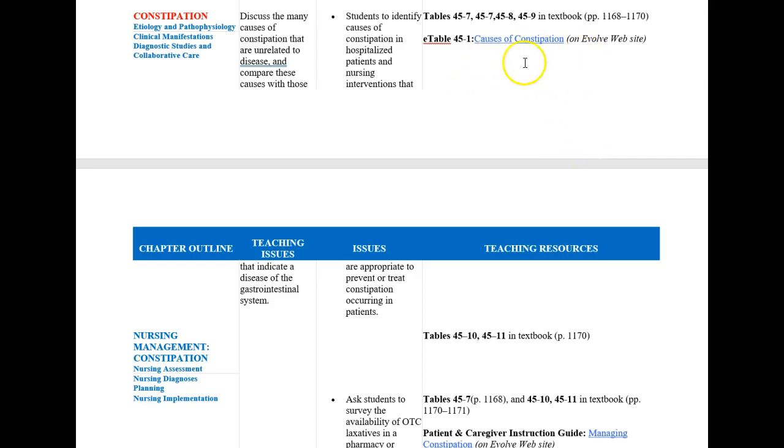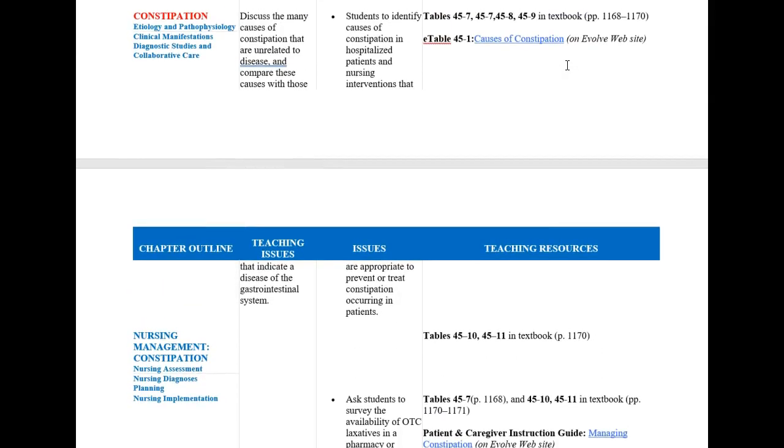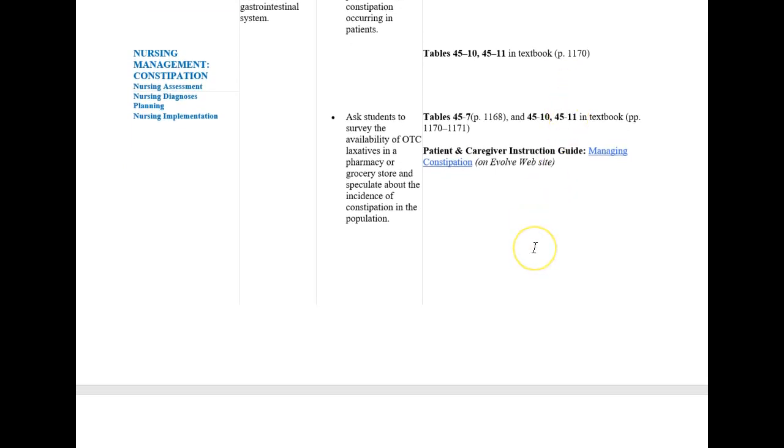There's a table 45.1 of the common causes of constipation that I'd like you to look at, and that might be a question for the exam. Then also I'd like you to look at the over-the-counter laxatives and the different kinds of over-the-counter laxatives.